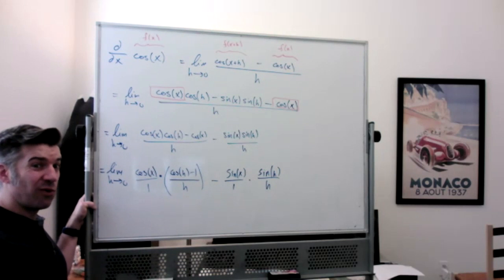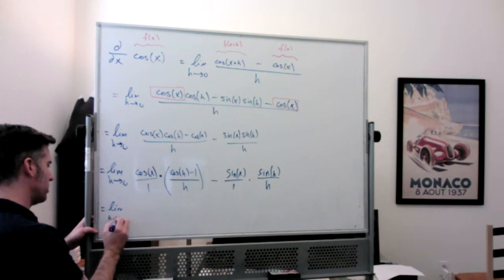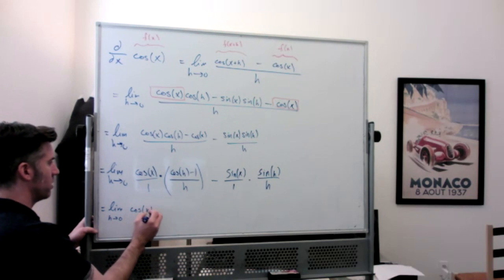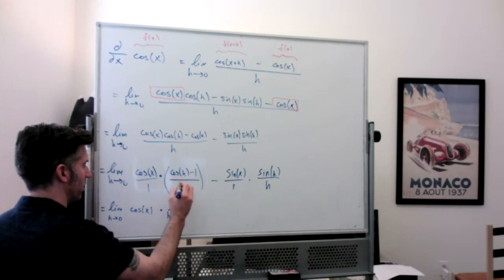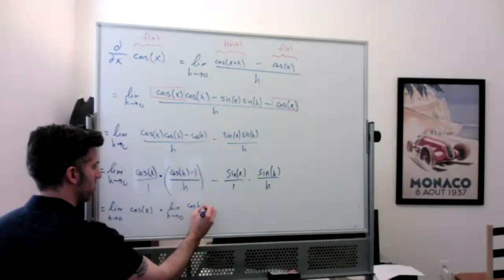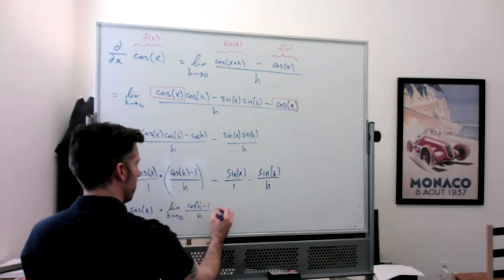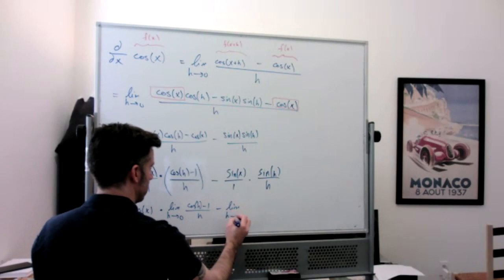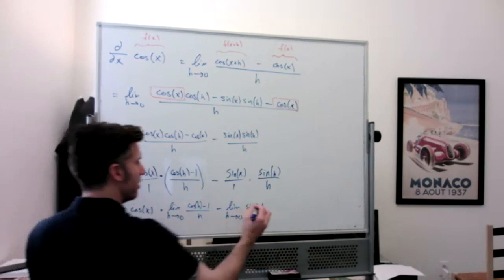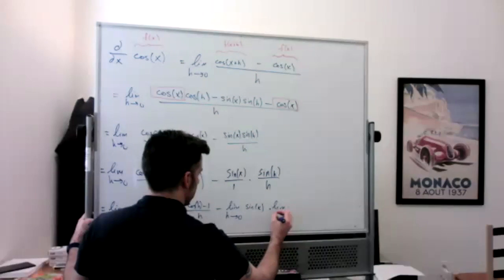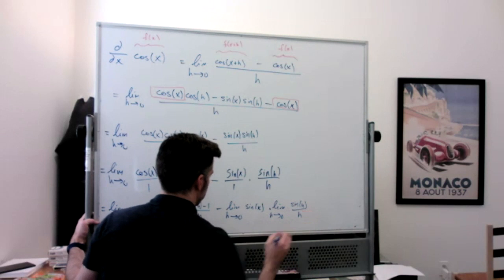So I'm actually going to write this as 4 limits. I'm going to write this as the limit as H goes to 0 of cosine of X times the limit as H goes to 0 of cosine of H minus 1 all over H, minus the limit as H goes to 0 of sine of X, I'm dropping the over 1, times the limit as H goes to 0 of sine of H over H.